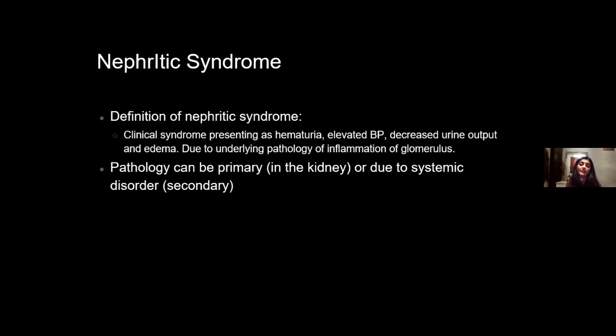So this nephritic syndrome presents as hematuria, so micro or macroscopic blood in the urine, elevated blood pressure, decreased urine output, so renal insufficiency, and edema. So they both have edema. That's the one thing that's joining these two syndromes together. And this is due to, again, an underlying pathology of inflammation ongoing in the glomerulus. So why do we think we get hematuria in nephritic syndrome, but not in nephrotic syndrome?